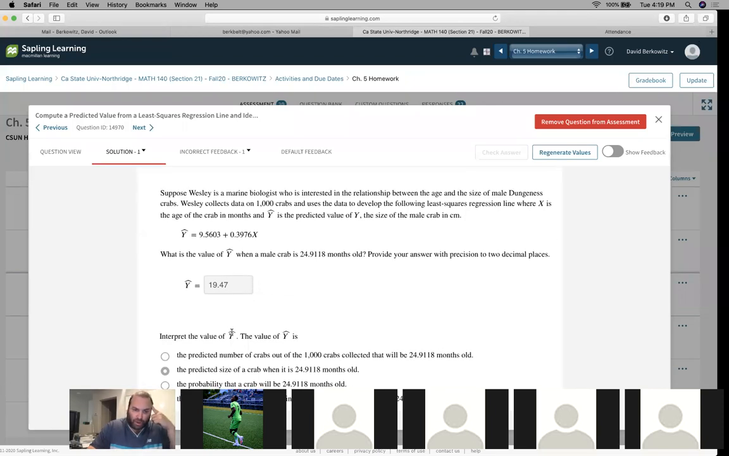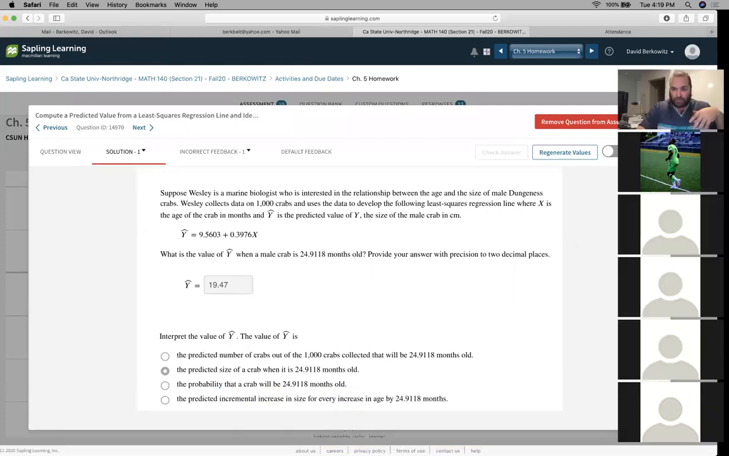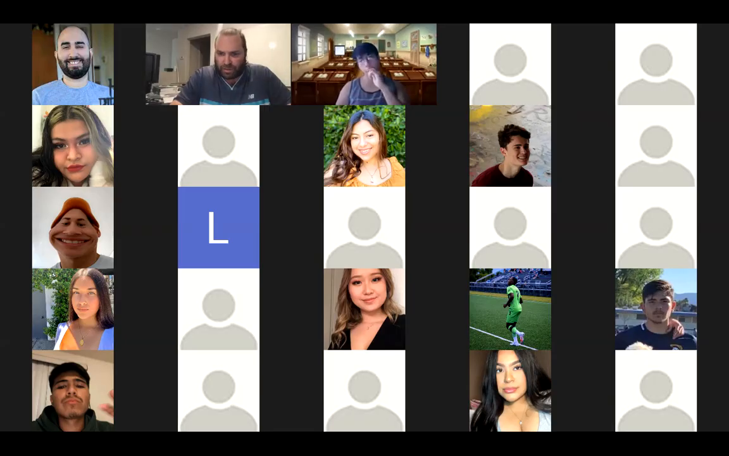Interpret the value of y hat, the predicted size of a crab when it's 24.9118 months old is this, right? Y hat is not the actual age, because all we have is the best fit line, which is a prediction line, correct? It can't tell me the actual age. I have no idea what the actual age is. The line is a best fit line through all of the data, and it just gives me the best prediction possible. Does that make sense? You just plug it in.